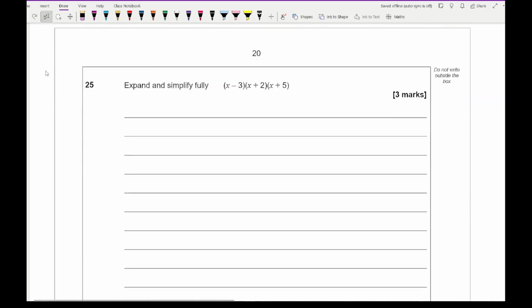Moving on to question 25, it says expand and simplify these triple brackets. Now for this, there are several ways in which you could start. I'm going to start by expanding these two first. I've got x minus 3, x minus 3, and then I'm going to expand those two things out. You can either do it in your head or you could work it out. That's what we should have when we expand these two brackets here.